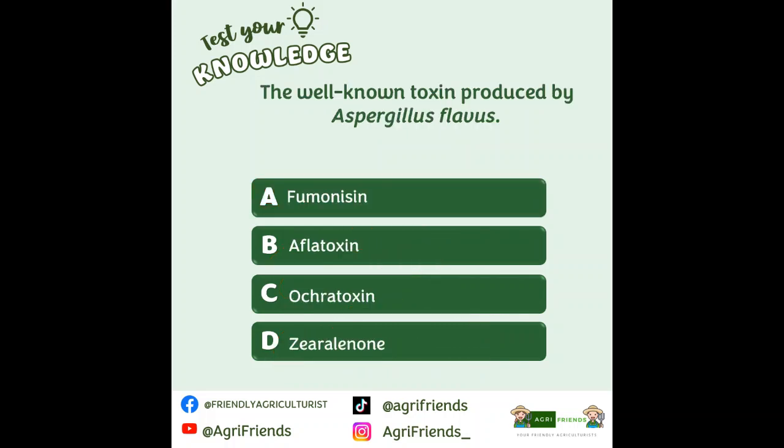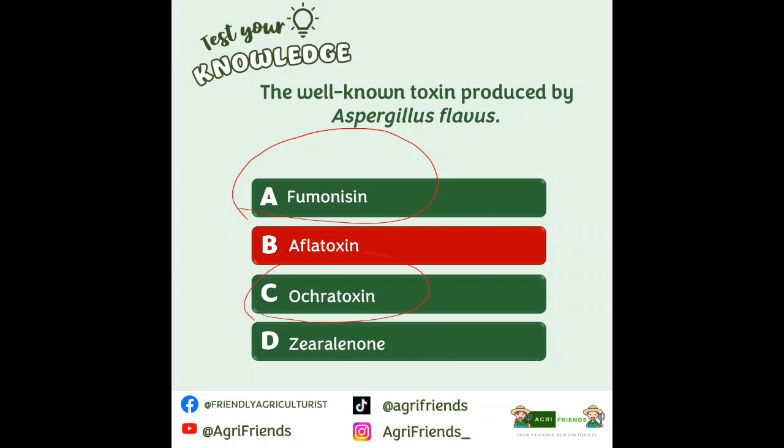Next, the well-known toxin produced by Aspergillus flavus. A. Fumonisin, B. Aflatoxin, C. Ochratoxin, or D. Zearalenone. The answer is aflatoxin. Fumonisin is a mycotoxin produced by the fungus Fusarium verticillioides. So these are the common contaminants of corn and corn products.